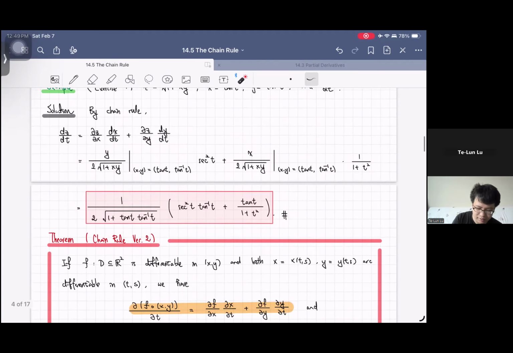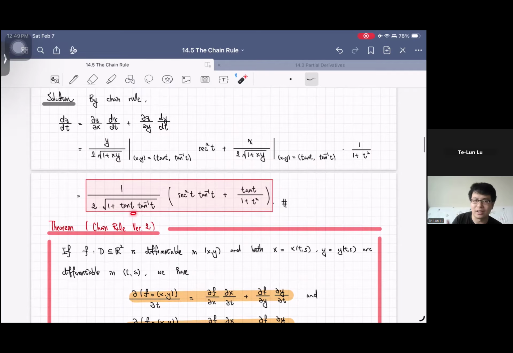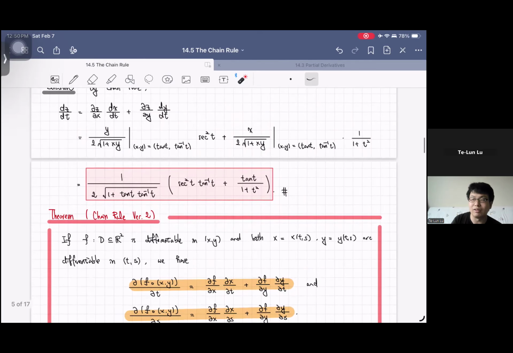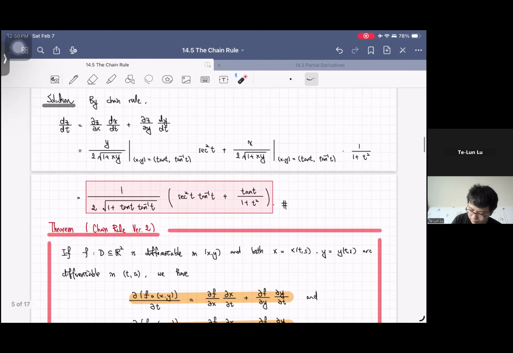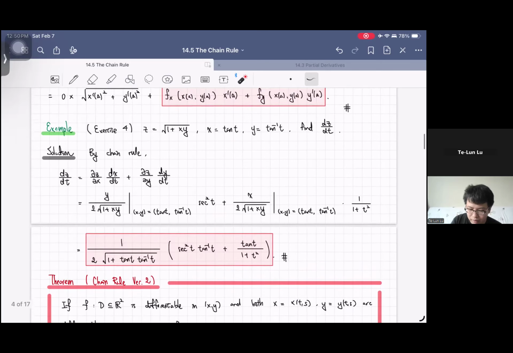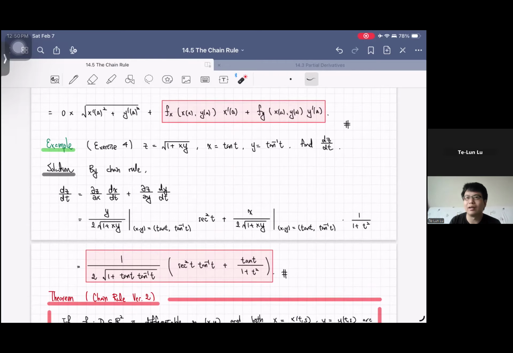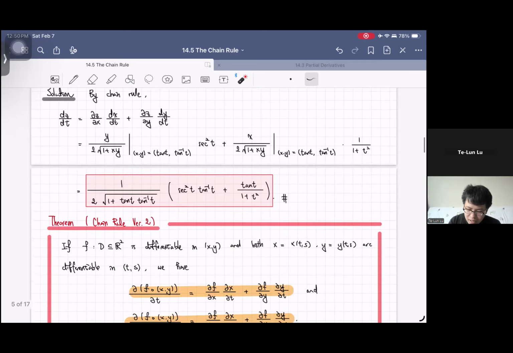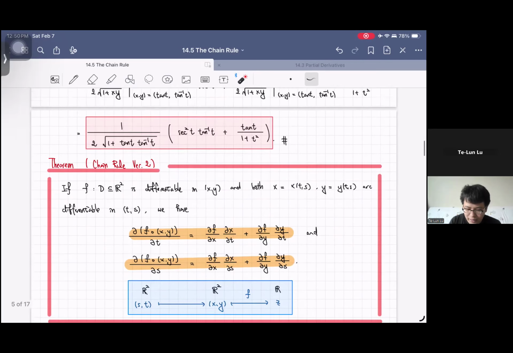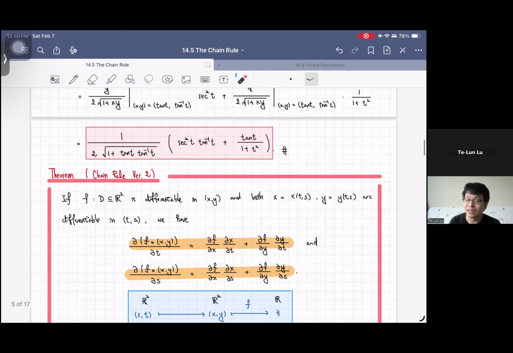I want to emphasize that this does not go to 1. Tangent t and inverse tangent t are inverse functions, but not reciprocals, so be careful with that. But anyway, that is how we apply a chain rule to a multidimensional function composed with a bunch of one-dimensional functions. And now if we want to generalize the chain rule, we can actually compose it with a multidimensional function.